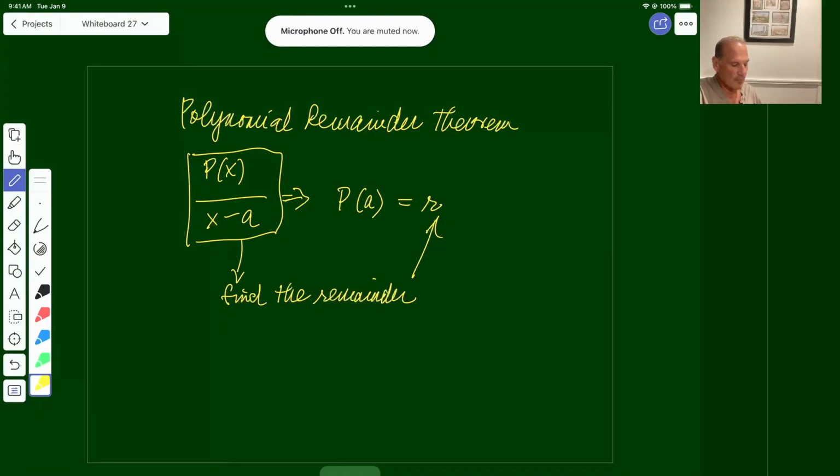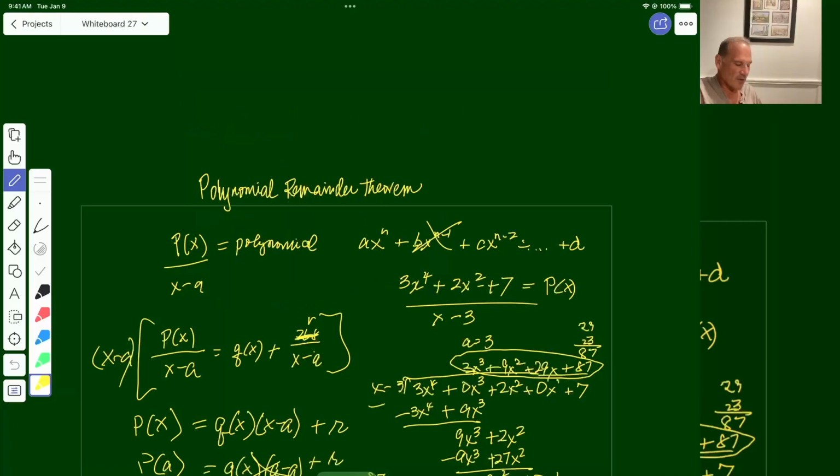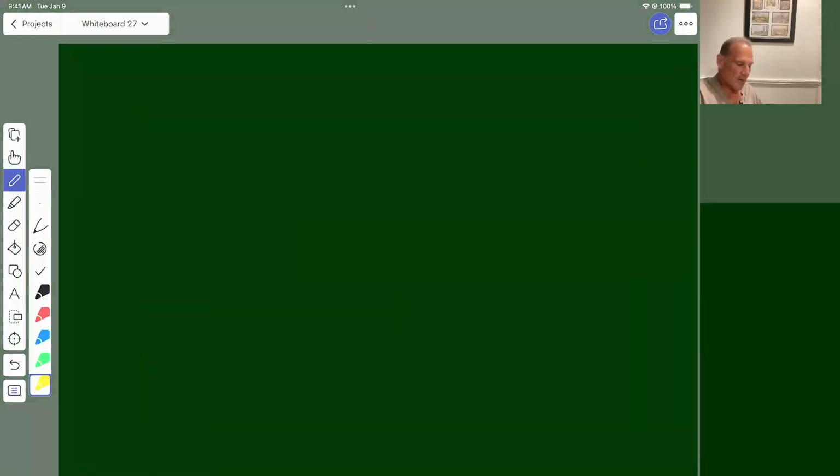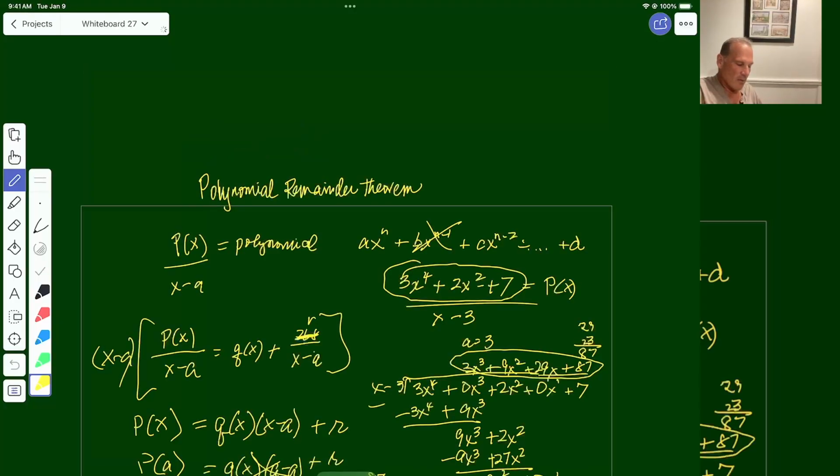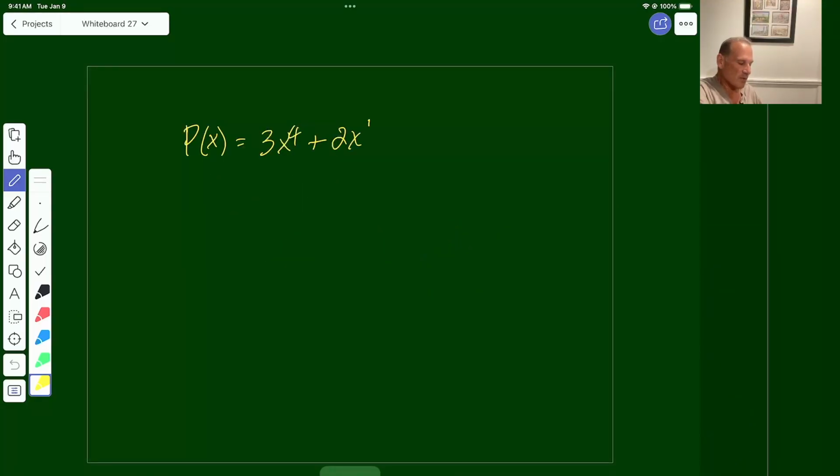Let's see, well, dare we go back to this other one and actually calculate it? So for this problem here, it's really saying that p, remember that p was this polynomial, that p of 3, so here we were using a equal to 3. So let's calculate what p of 3 is. The polynomial was 3x to the 4th plus 2x squared plus 7.